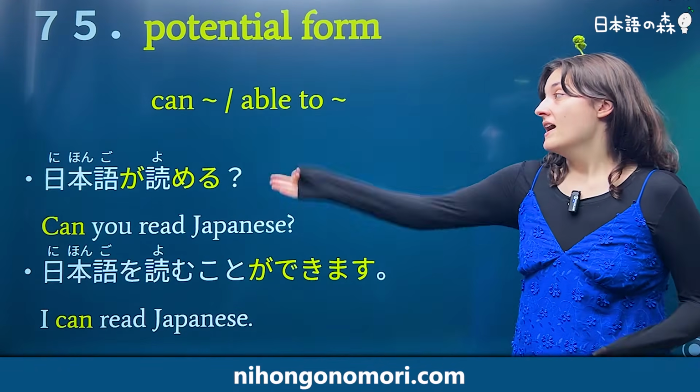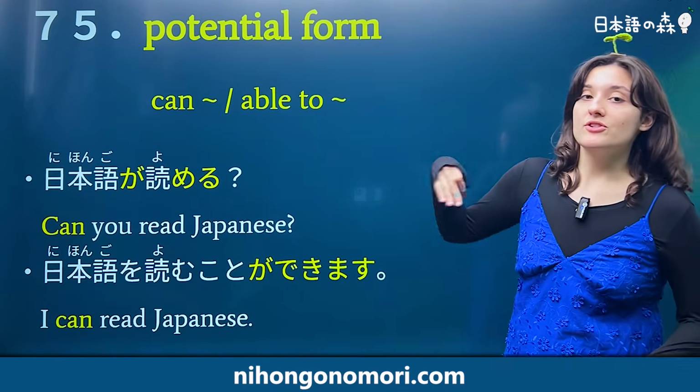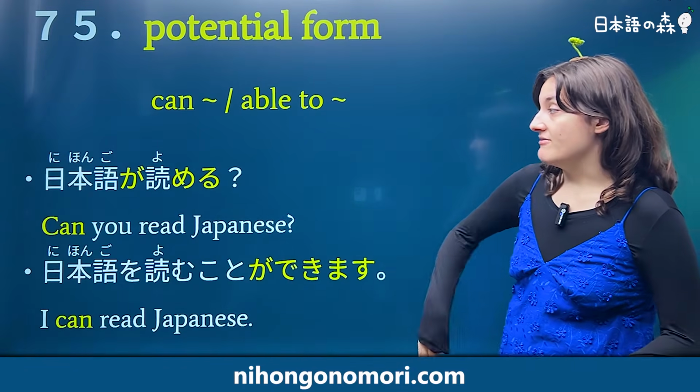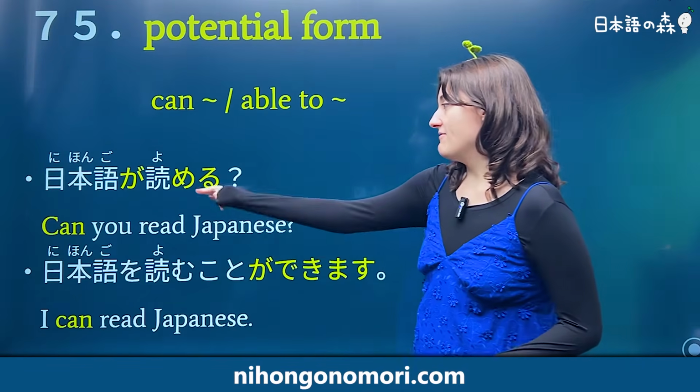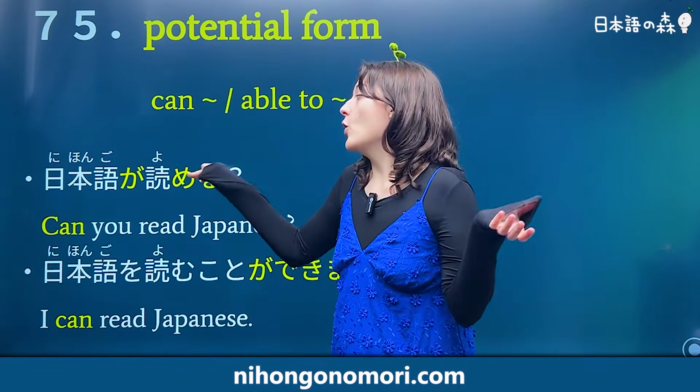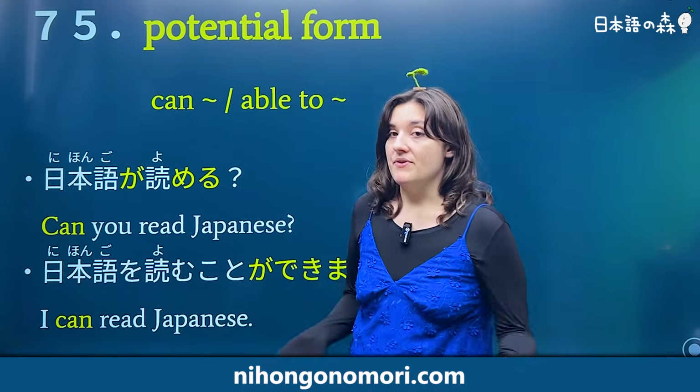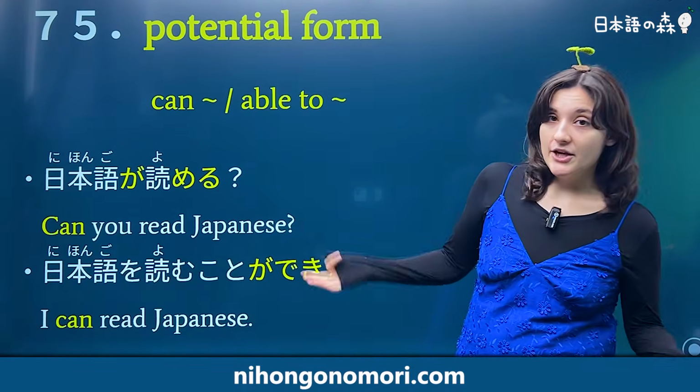Potential form. Can do a verb. Are able to do a verb. For example, here we have 日本語が読める. Can you read Japanese? Right? So here we have that verb 読む gets changed to 読める. For example, if it was 食べる, it would be 食べられる.